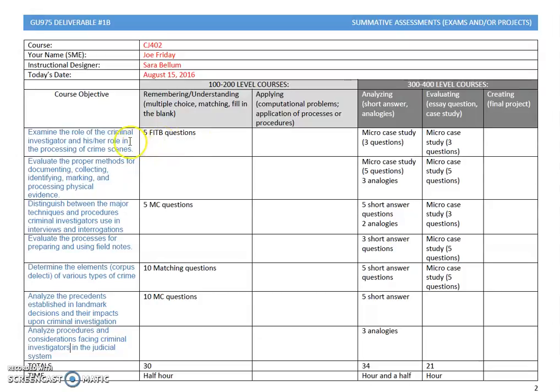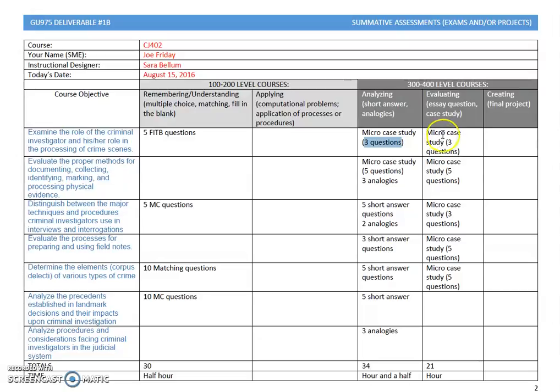So in the first course objective, we want students to examine the role of the criminal investigator and his or her role in processing crime scenes. I've decided that I'm going to put in 5 fill-in-the-blank questions, and I'm going to write a micro case study. And from that micro case study, I'm going to have 3 questions at the analyzing level and 3 questions at the evaluating level. Now, the difference in these types of questions, when we ask students to analyze the micro case study, they are comparing and contrasting, they are breaking down and providing an analysis.